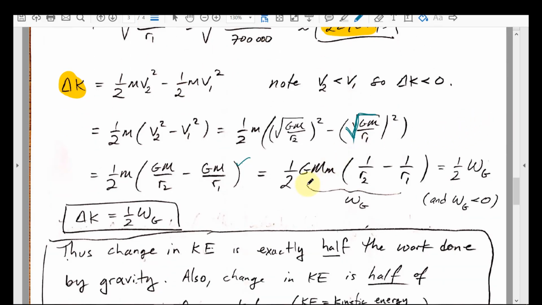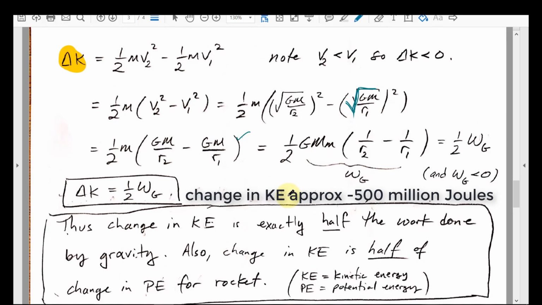The change in the kinetic energy is exactly half the work done by gravity? Why is that? And that means that the change in kinetic energy is half of the change in the potential energy for the rocket. How could that be? Why did that happen? That's a curious thing, right? So I'm going to explore that a little bit further.